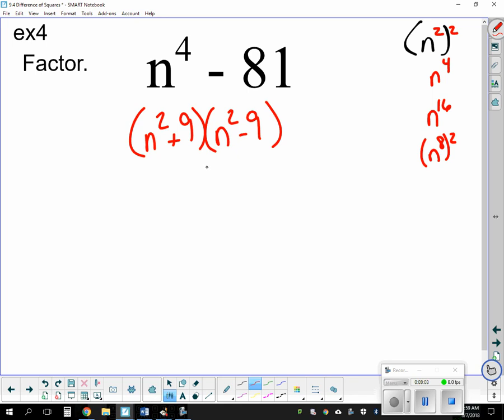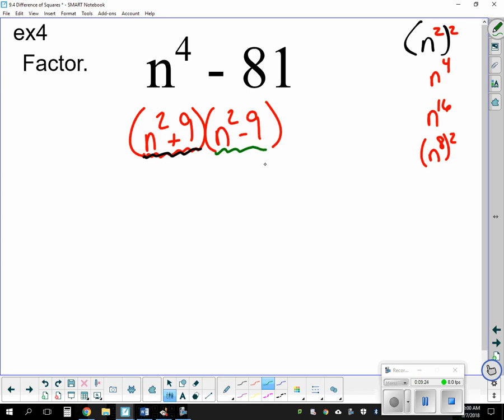Now, you're not done. Remember what I said. When you think you're done, you need to look in each factor, look at each one separately. So look at just this one first. Can you factor that further? There's no GCF. There's 2 terms. It's not a difference, so you can't do that one any further.